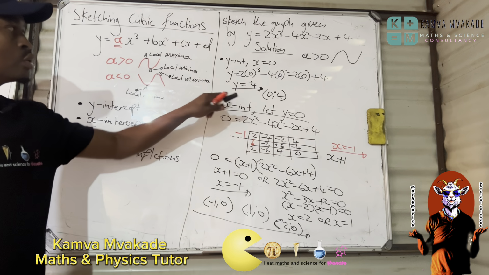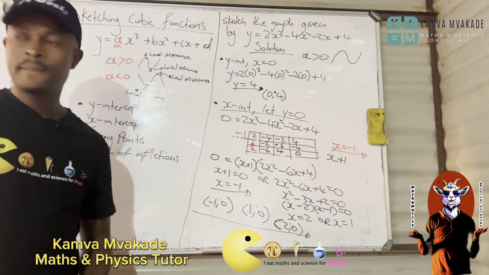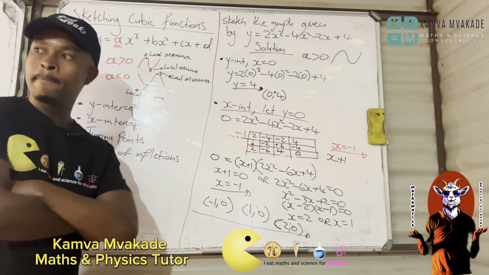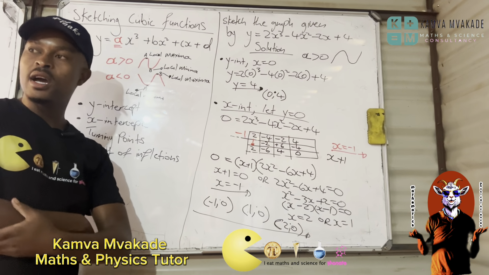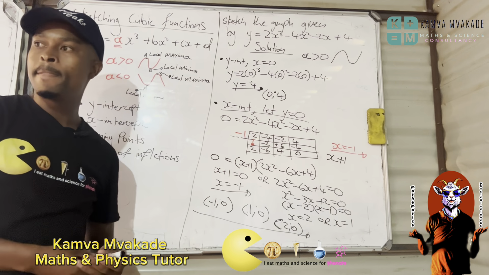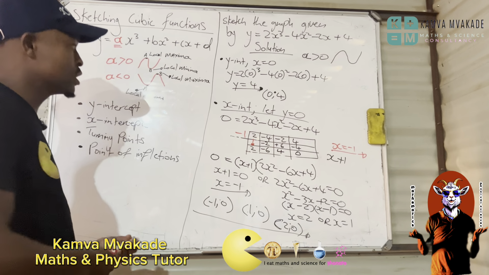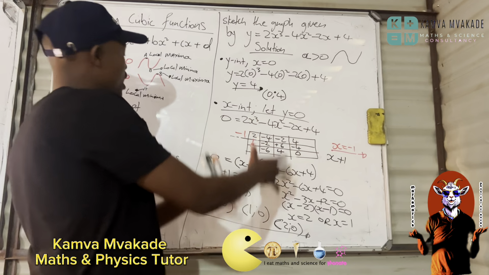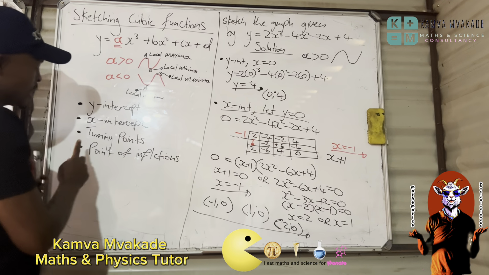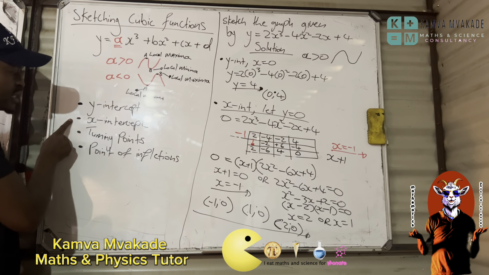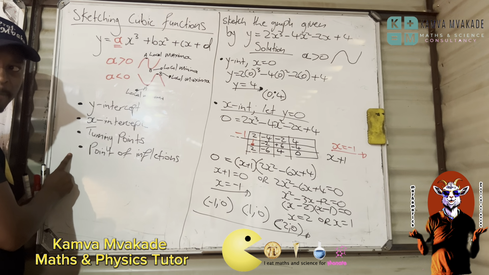So we found the y-intercept and the x-intercepts. What was the question? Open the quadratic formula, find those things. Good. Because I'm running out of space, I'm going to use this space. Here we want the y-intercept, x-intercepts, turning points and point of inflection.